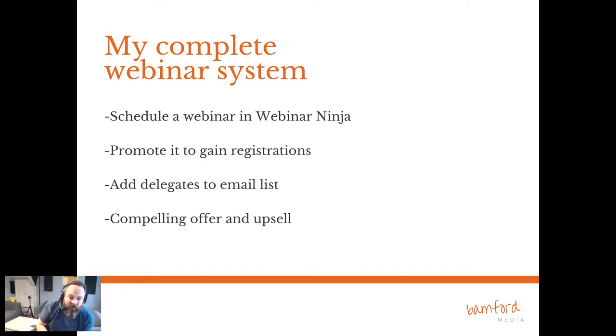And then I've said to add delegates to email lists, that's automated. If you use Webinar Ninja, you set up a link between Webinar Ninja and MailChimp or your preferred email list. And each time someone registers, they go onto your email list. This, from a funnel point of view, I think is important. And the reason I think that's important is, again, it's familiarity. It's getting to know you.